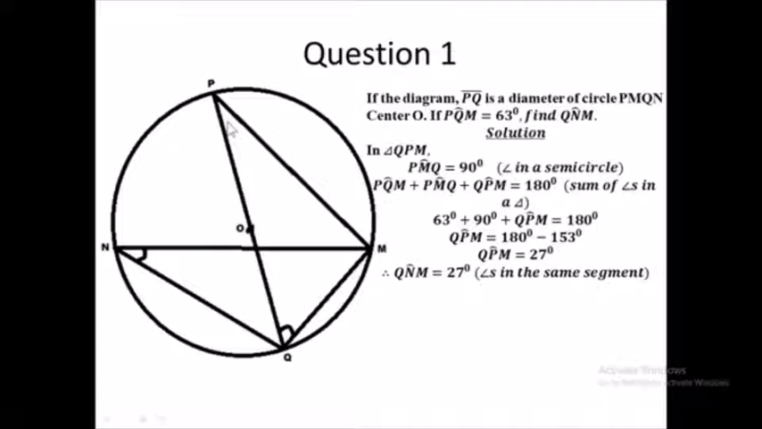But that's not what you have to find. You have to find QNM. But you can see that there's a relationship between this angle that I just found, QPM, and this angle QNM. What's the relationship between them? They are in the same segment. That's the first theorem we proved in the first video, that the angles in the same segment are equal. That means this angle here and this angle are in the same segment. So this angle here is 27 degrees, and that's what we are seeing on the screen right now.